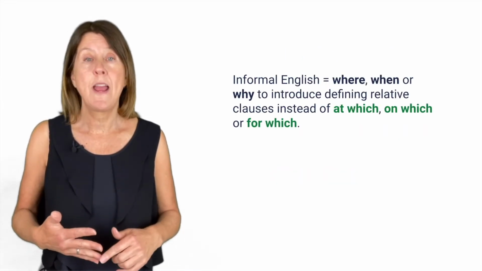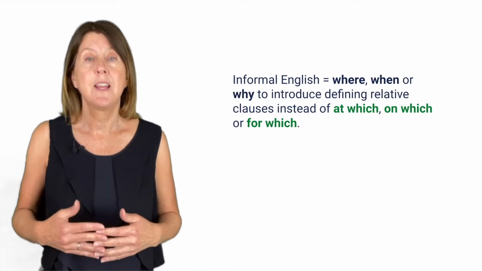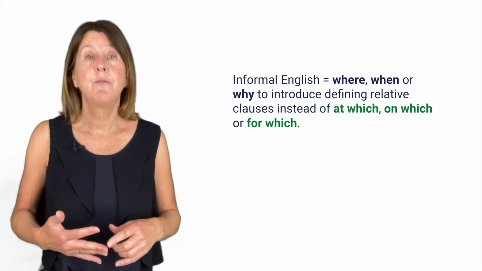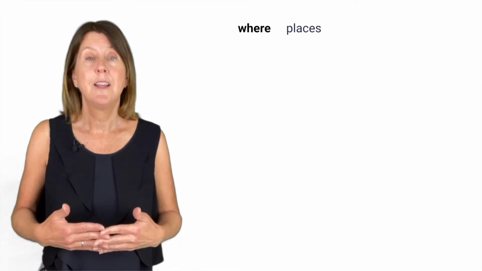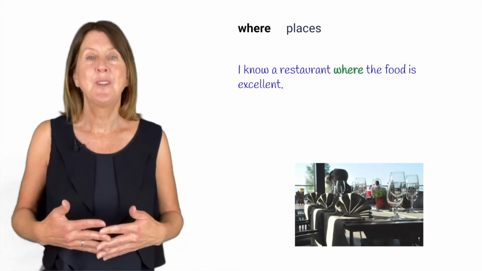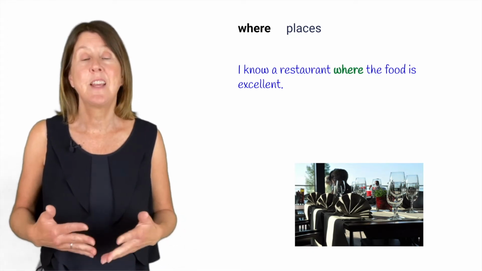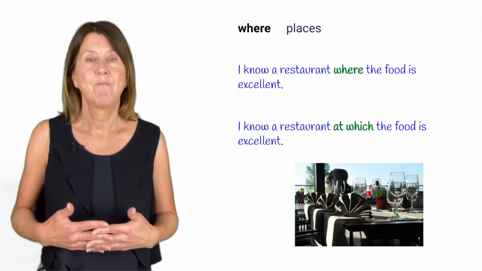In informal English, we often use where, when or why to introduce defining relative clauses instead of at which, on which or for which. So where is used for places. For example, I know a restaurant where the food is excellent, instead of at which the food is excellent.